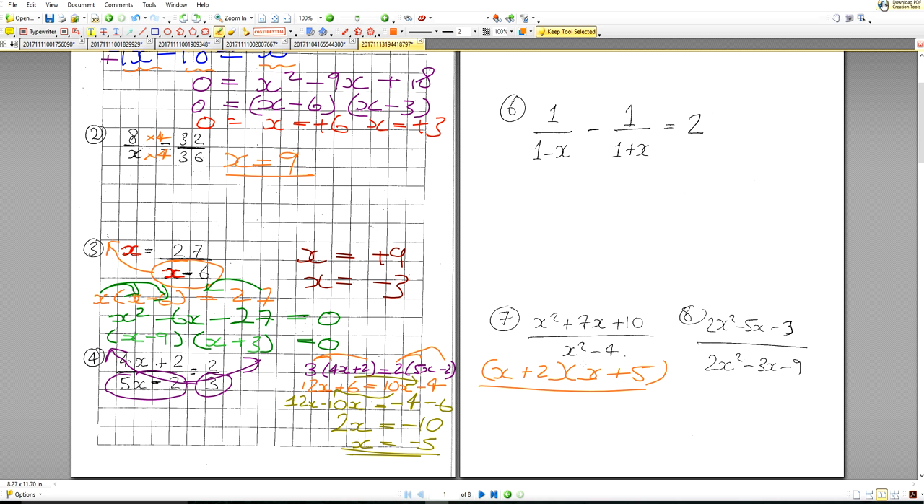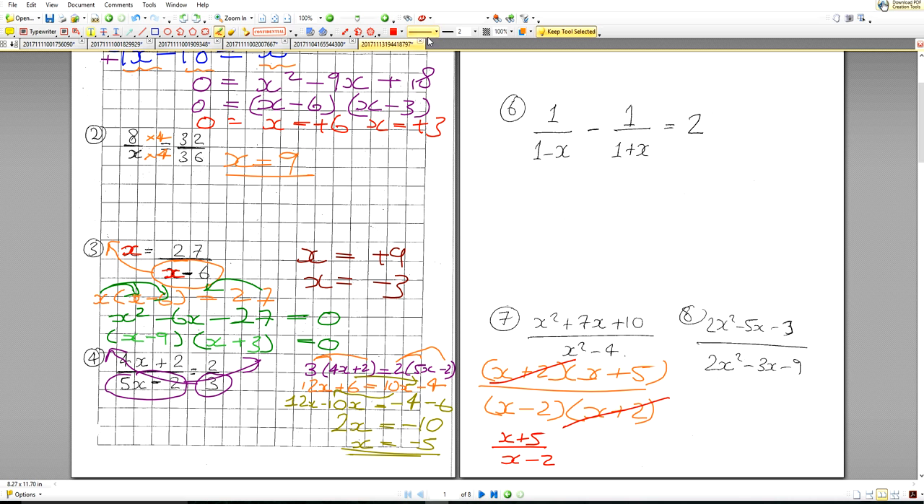And the bottom one is called the difference of two squares. So it'll be x minus 2 times by x plus 2. And then you find out quite nicely that we can quickly cancel down this with that. Done. So we're left with x plus 5 over x minus 2.